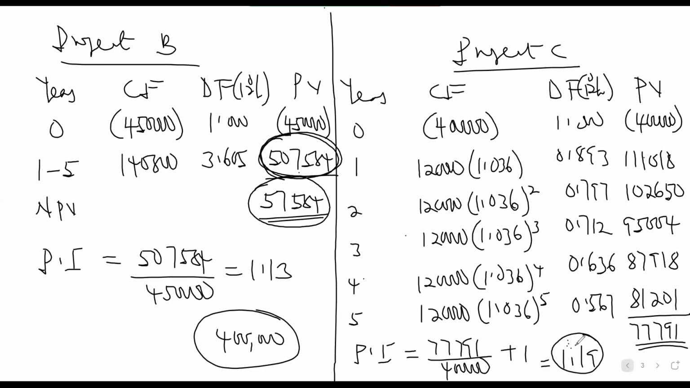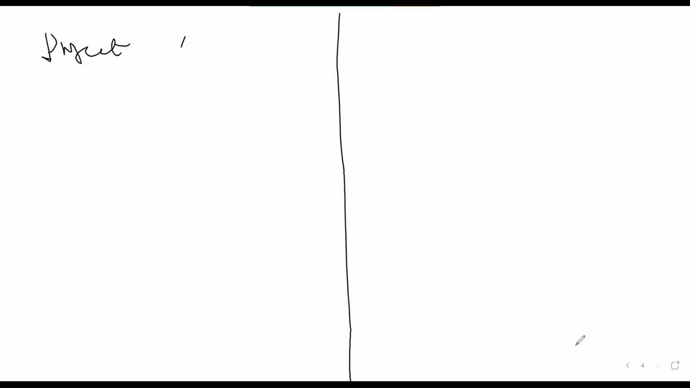We are putting the full amount over there, so we are getting the NPV. Let me put it one by one, project and then the NPV. We have project 3. The NPV was 77791. Okay, then we now come to project 2.